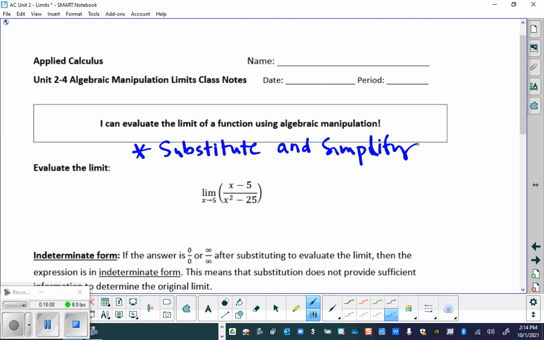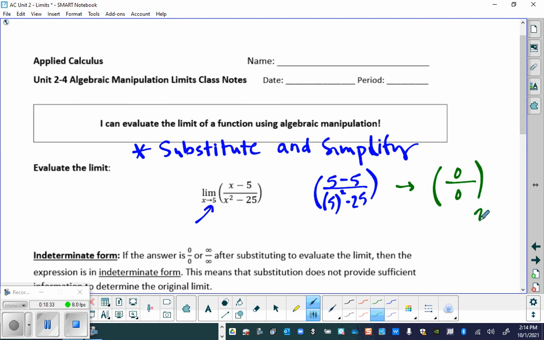So, okay, the limit as x approaches 5 from both sides, we're going to go ahead and put 5 in here, and then 5 in here. And I'm a little nervous because I'm noticing something weird happening. I get a 0 over what the heck?